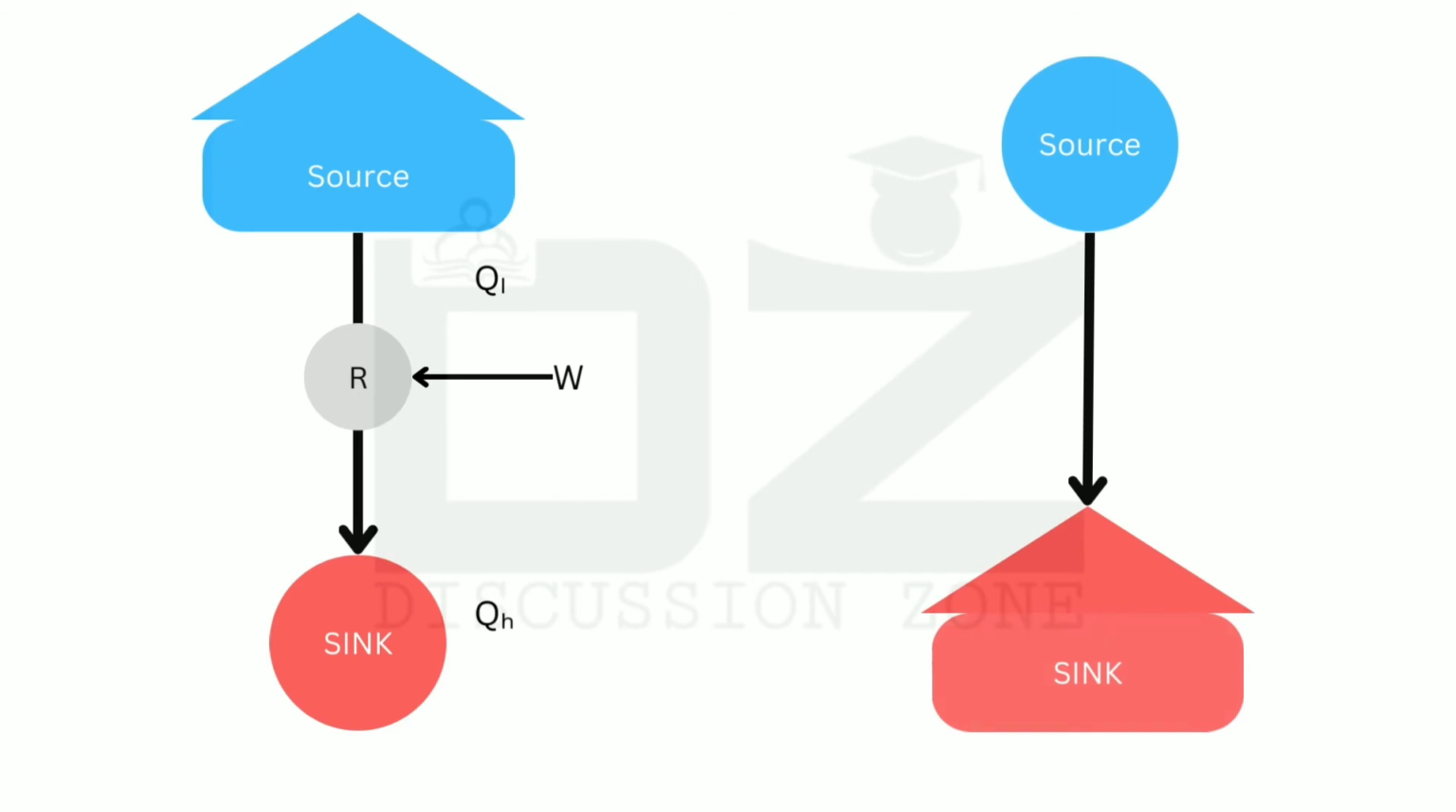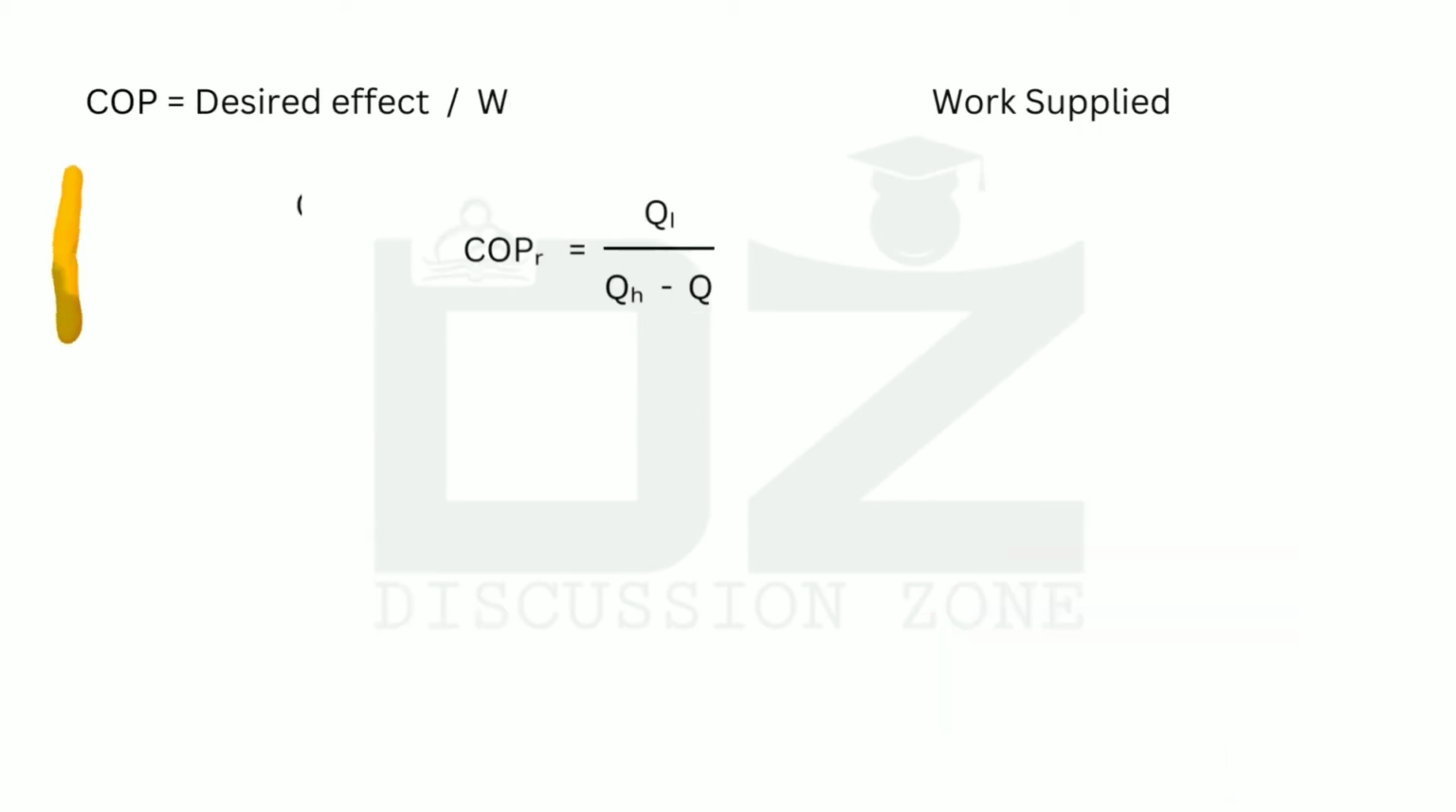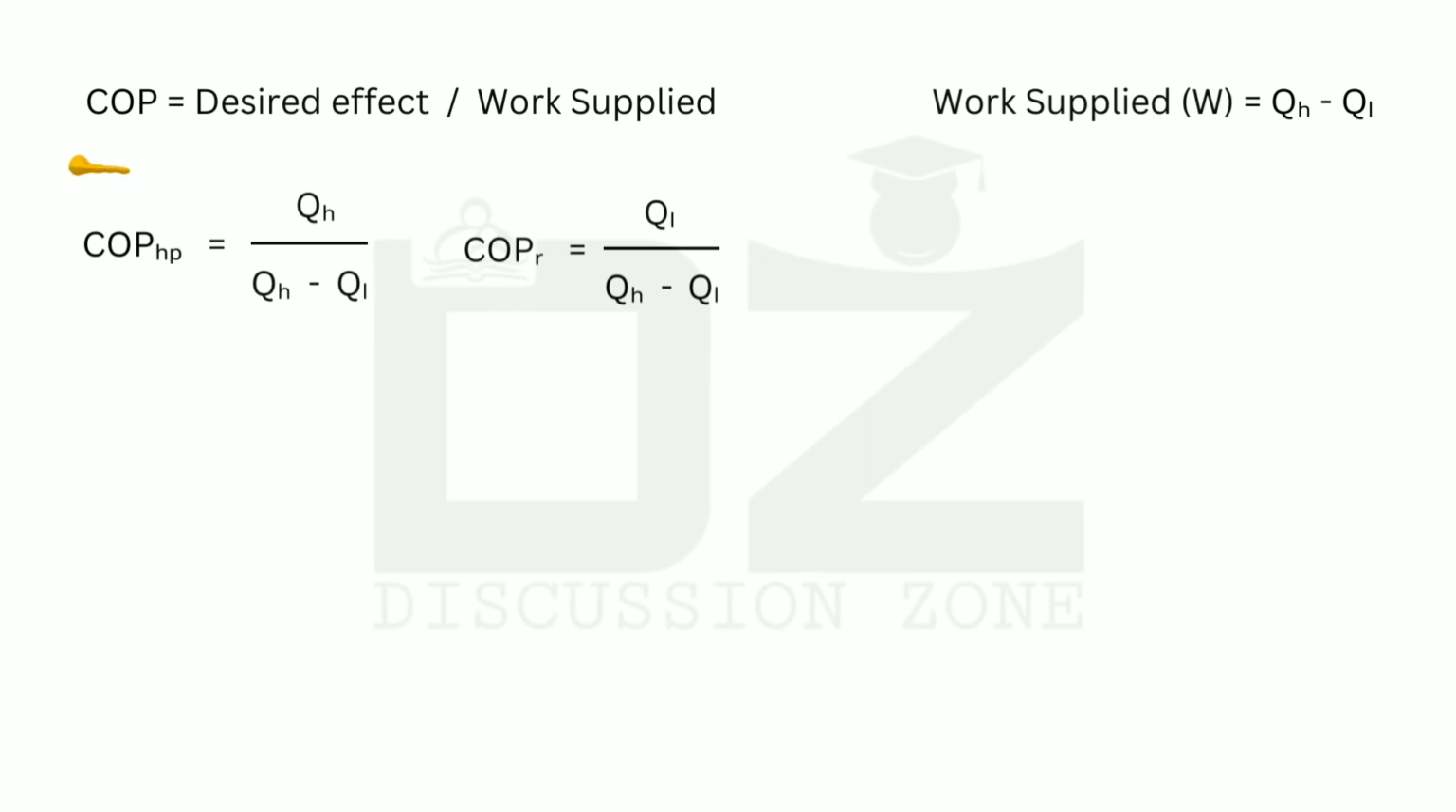Similarly, here the source is the low thermal reservoir and the sink is the high thermal reservoir. We just transfer the heat from the low thermal reservoir to the high thermal reservoir with the help of a heat pump, having an external power supply to maintain a system at a higher temperature than the surroundings. Finally, it can be written as COP of a heat pump is equal to the high thermal reservoir, our desired effect, divided by the work supply, the high thermal reservoir minus the low thermal reservoir.